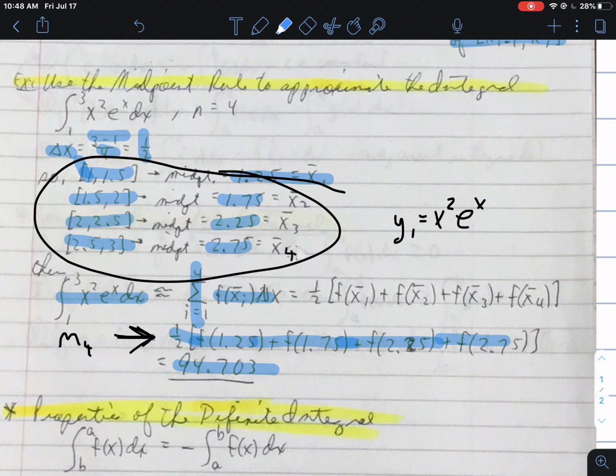And this is what you have to absolutely show me. So you'll need to see the subintervals, what I have circled with the sample points, and then where I have the arrow with your calculations, and then your final approximation. Okay?